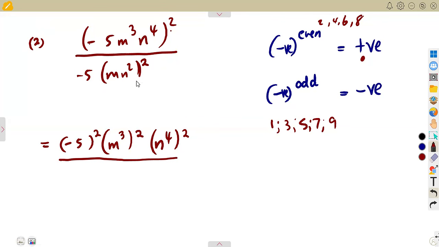In the denominator, we are going to see that the negative 5 is outside the bracket. It is not inside this bracket. So this 2 is not affecting this negative 5. It is just going to remain as a negative 5. It is the m that is going to be affected by the exponent of 2, just like what happened on this part. The n squared is also going to be raised to the exponent of 2, that is outside.